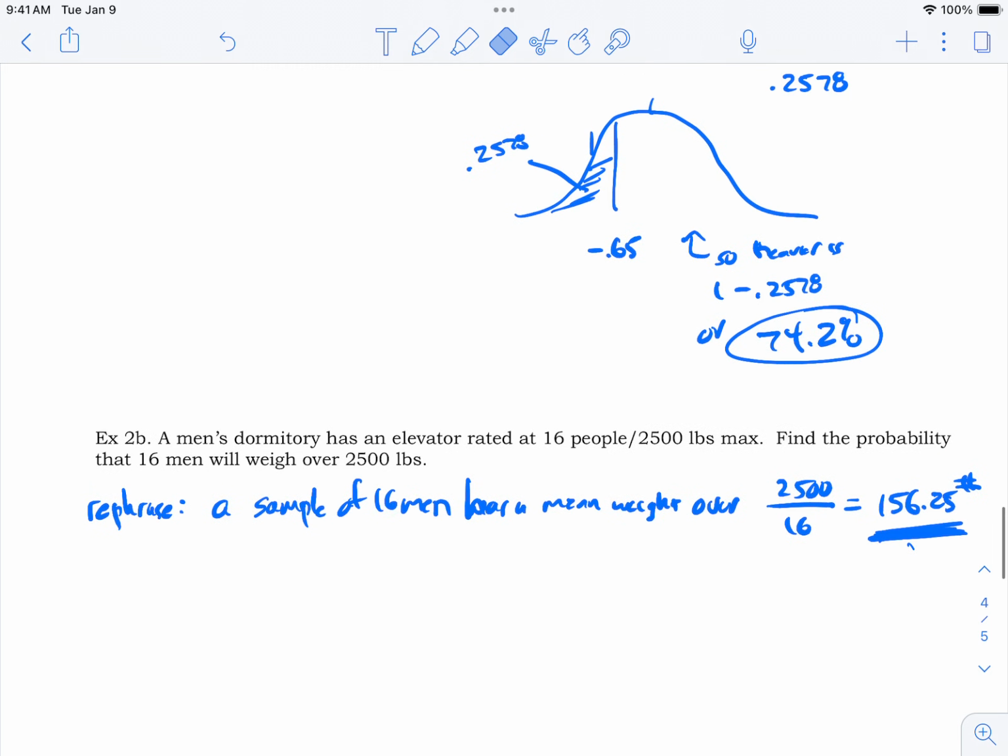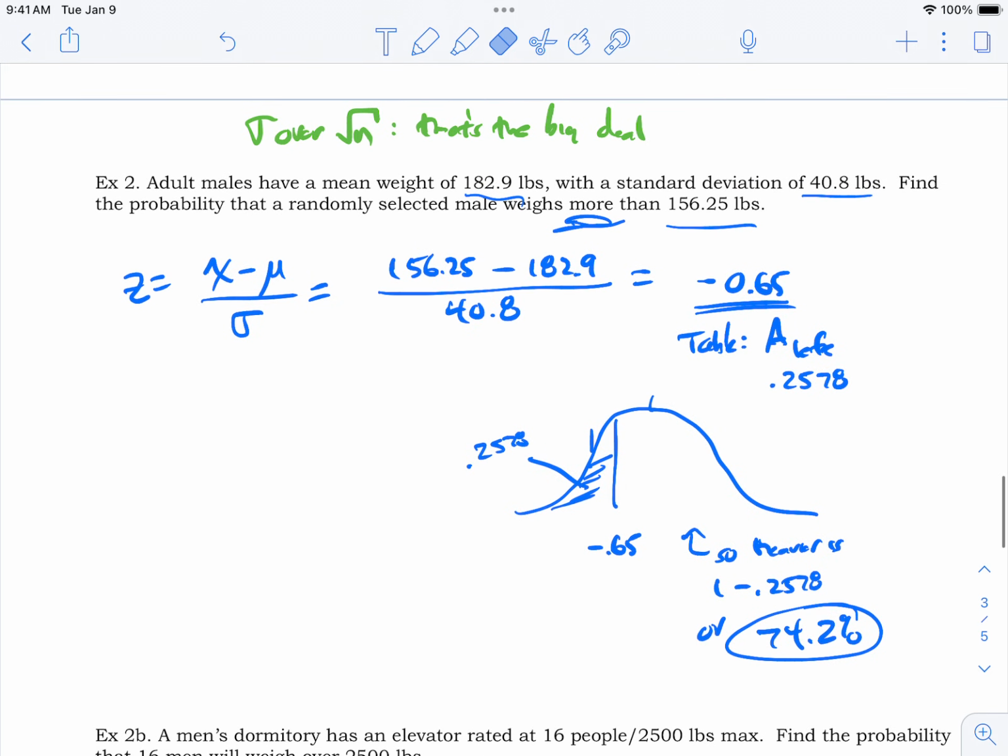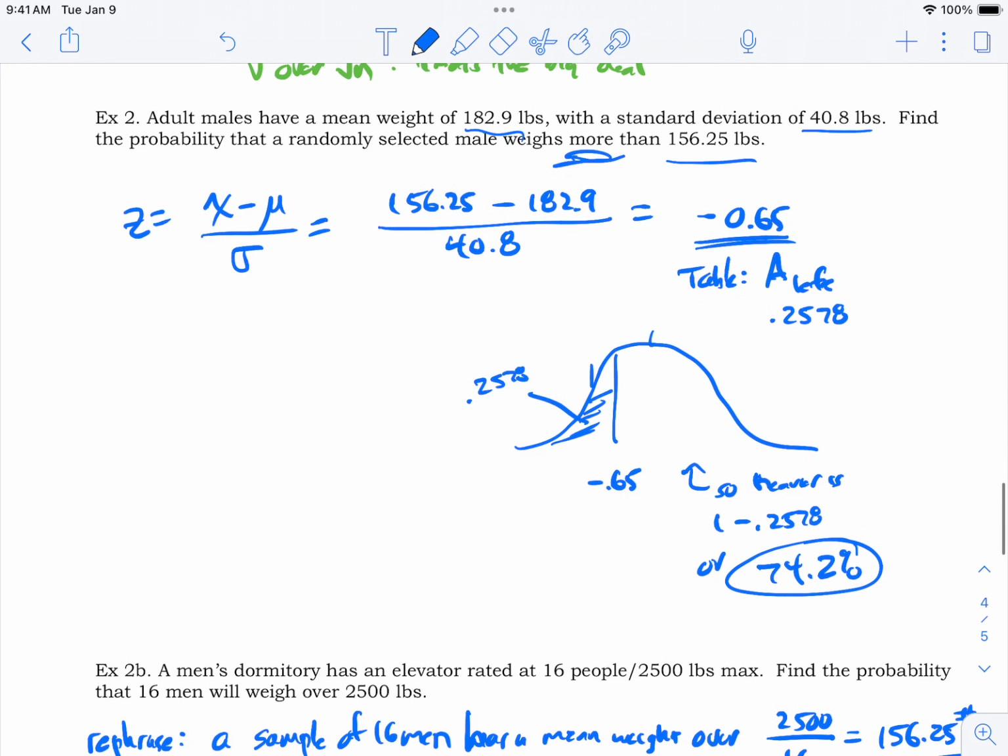So that 156.25 rings a bell, right? And we're doing that up here? We're doing that up here. So we found in part A that the chance of a male being heavier than that was, well, 74%. I guess that's nothing to sneeze at.